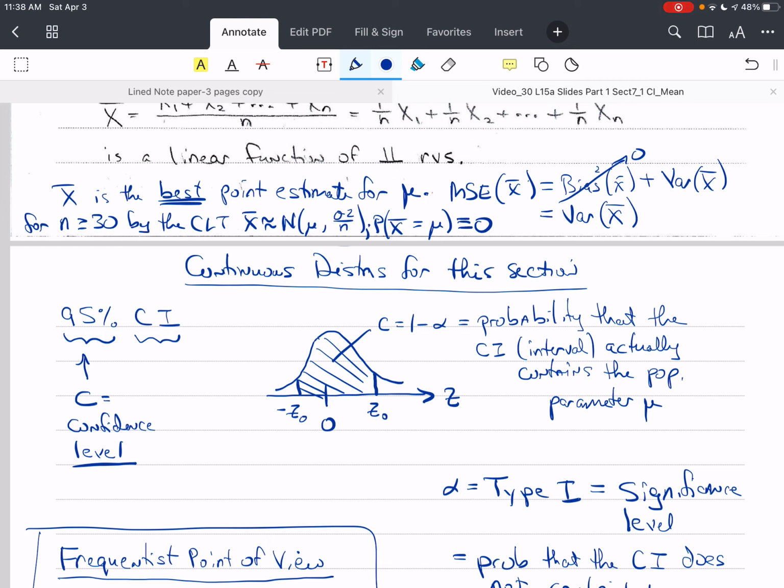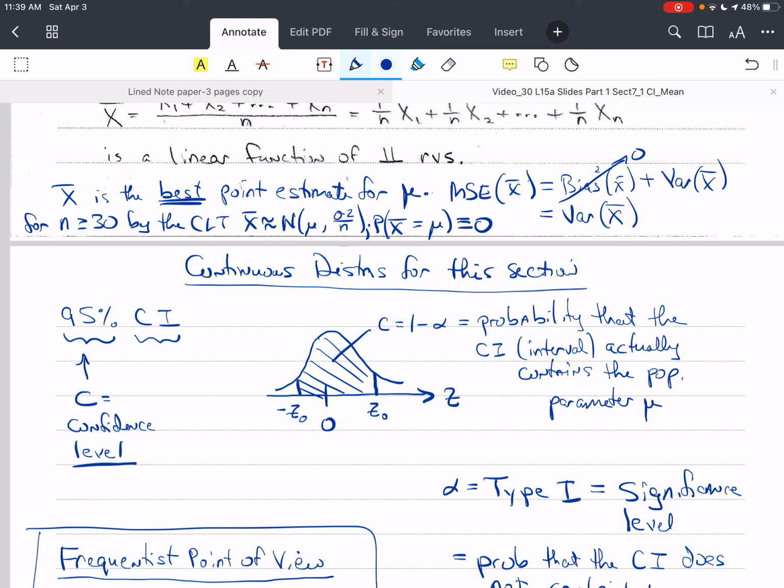So the confidence is a probability, like I said. We have a high level of probability that the interval actually contains the parameter we're looking for. The confidence level of x bar being equal to mu is 0. So we don't want that. We want something better. And that's the whole idea of chapter 7 that we're going to cover: creating confidence intervals about a parameter so that we have some confidence that the interval contains mu.